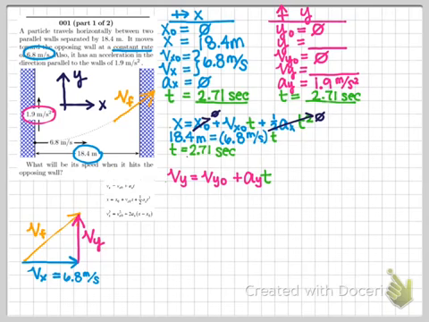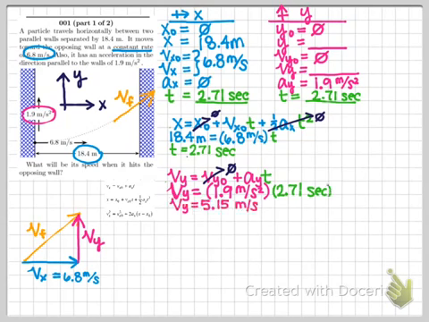And so v_y is what I'm looking for. v_y naught is 0, and then a_y is 1.9, and time I now know is 2.71. So v_y is equal to that a_y, which is 1.9 meters per second squared, times that time, 2.71, which gives you 5.15 meters per second. And so now we can go ahead and put that down in our triangle down here.